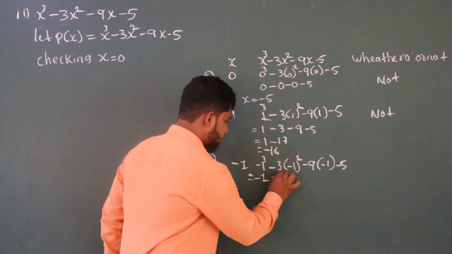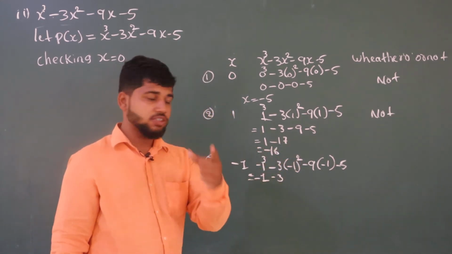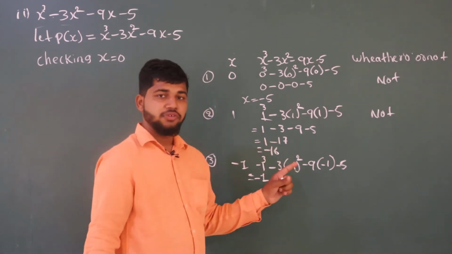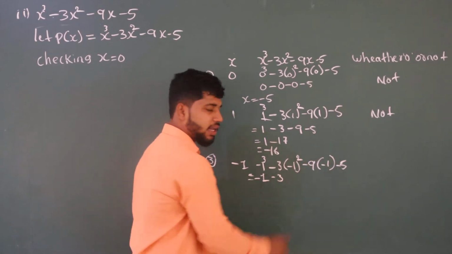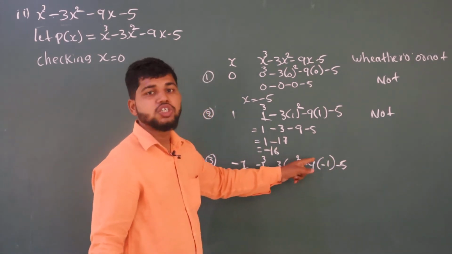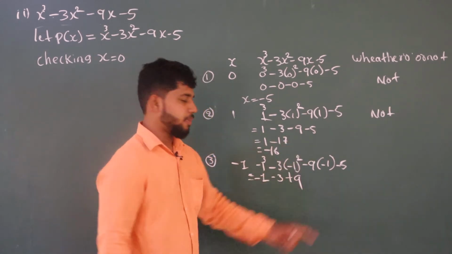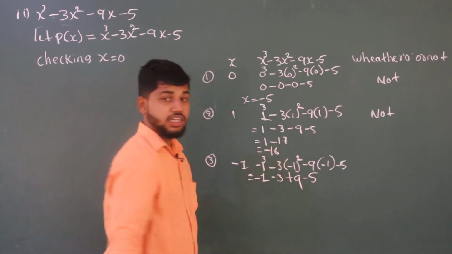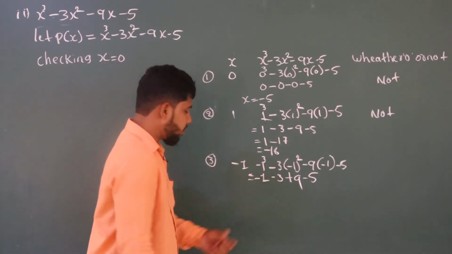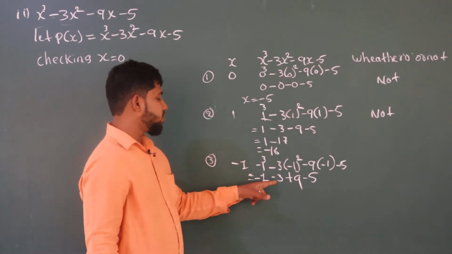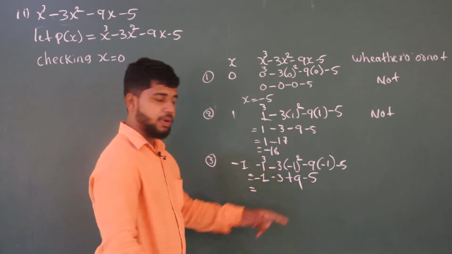Now minus 3 is common. If you multiply minus 1 two times, you will get plus 1. Minus 3 into 1 is minus 3 only. Now minus into minus is plus, so you will get plus 9. Last is minus 5. Now first take the minus signs one side: minus 1 plus minus 3 is minus 4. Minus 4 plus 5 is minus 9.